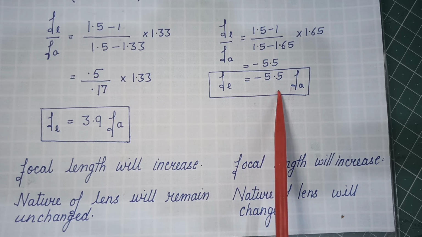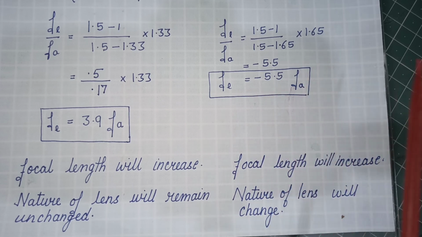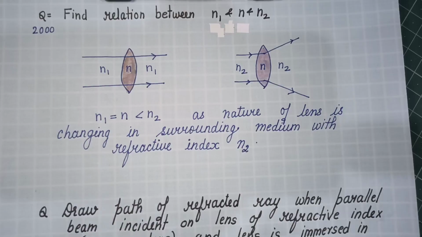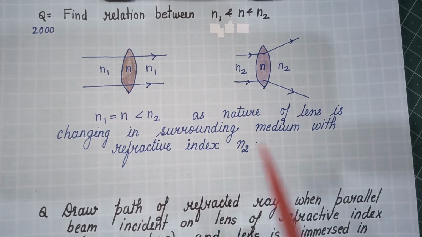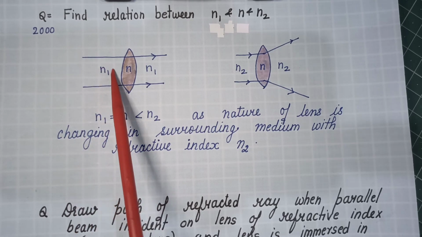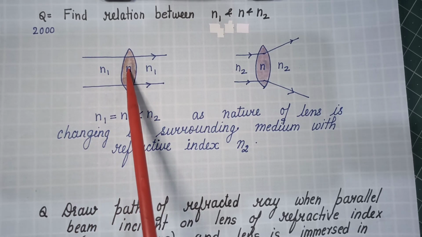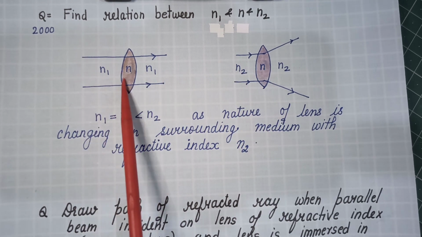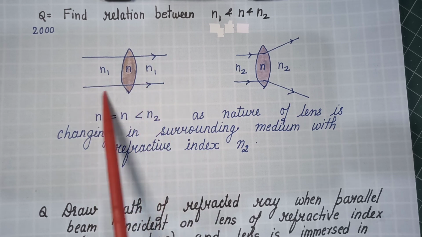But the nature of the lens will change if the refractive index of the surrounding medium is greater than the refractive index of the lens. You can compare the way questions are asked in the board exam in different years; they use the same concept again and again. Like here in 2000, they are asking the relation between the refractive index of the surrounding medium and the refractive index of the lens in these 2 cases.